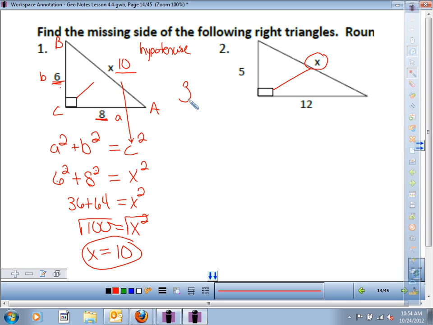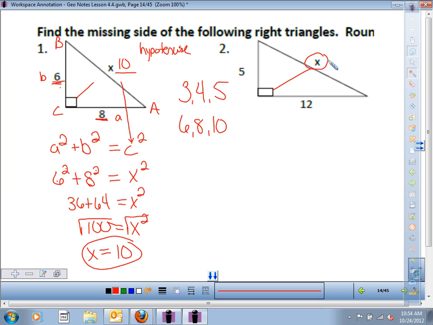I'm going to start with this one. This is a huge one as well, 3, 4, 5. Now if I double each of those, I get a 6, 8, and a 10. So these are base right triangles that we're going to see over and over again. Right? Let's move on to number 2.